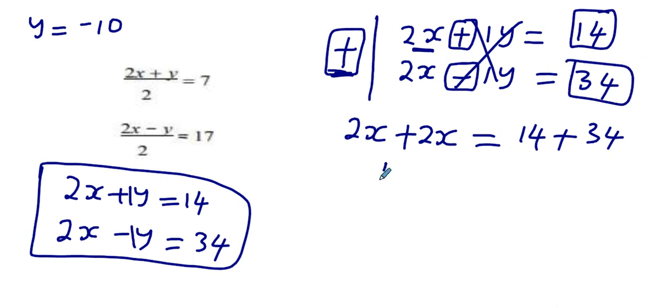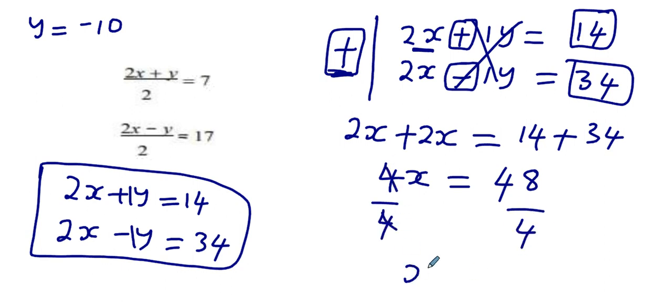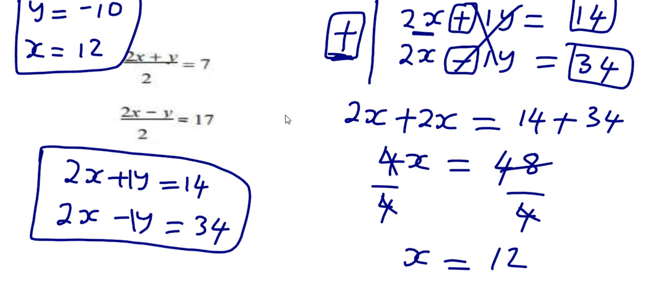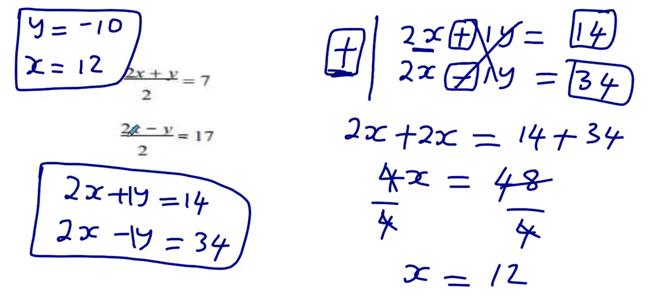So 2x plus 2x is 4x equals 14 plus 34. That will be 48. To find the value of x, you divide by 4. So x will be equal to 12. I hope so. So y is negative 10 and x is 12. See that? These are the answers. Cool, yeah? Good. So you can pause the video and continue taking notes. Otherwise, we are done with this page on fractions.